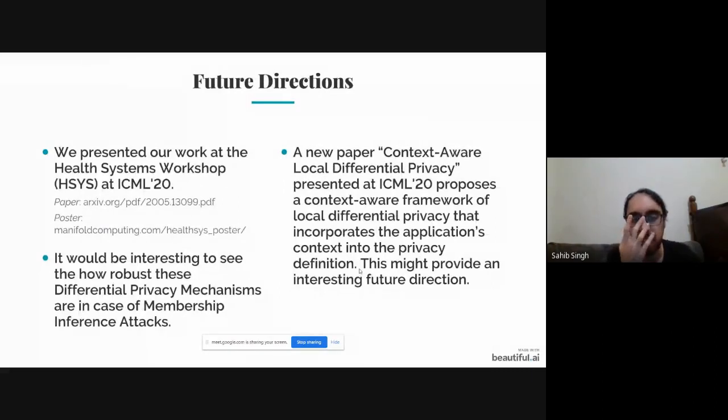We presented our work at the Health Systems Workshop at ICML. I have the paper link and the poster. I'll be sure to share this over chat as well, in case someone wants to go through it.